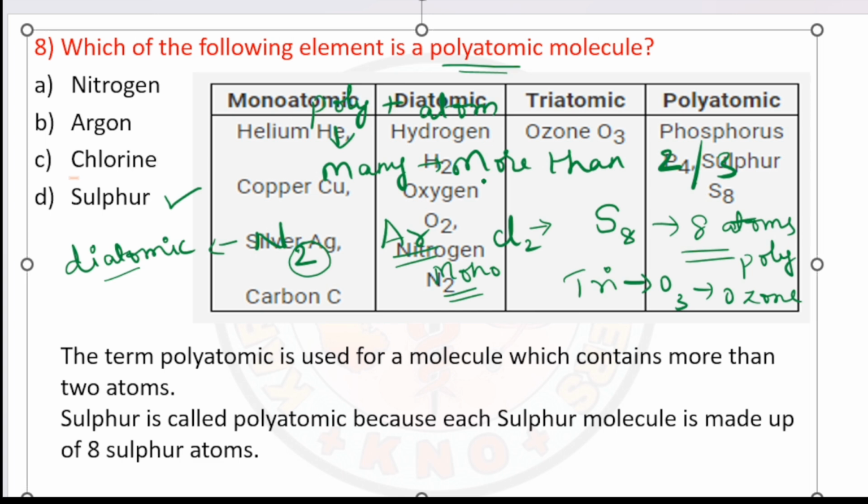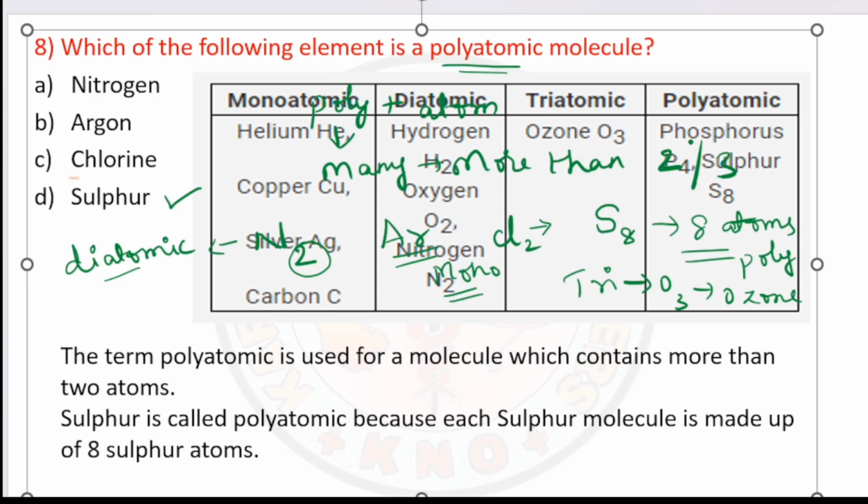Examples of monoatomic are helium, copper, silver and carbon. For diatomic: hydrogen is usually written as H2, right? Oxygen is written as O2, and nitrogen is written as N2. Hence, these elements are called diatomic molecules. For a triatomic molecule, the example is O3.